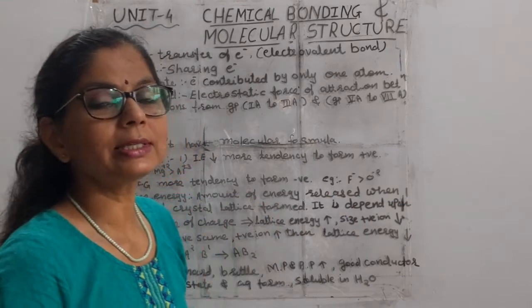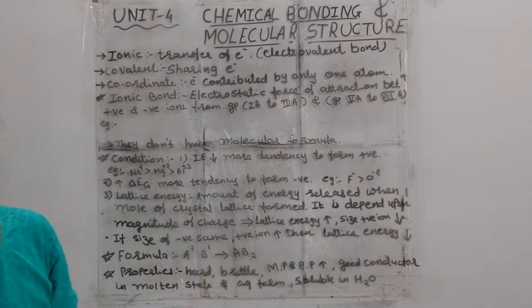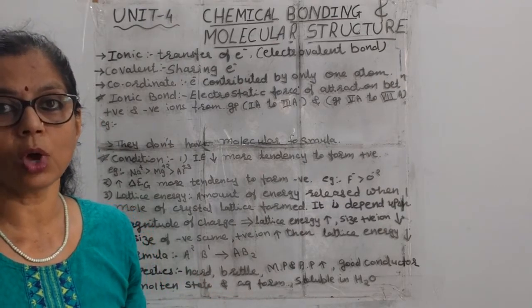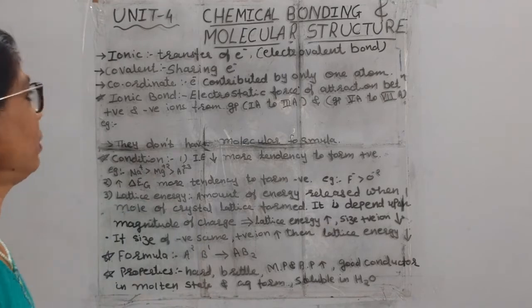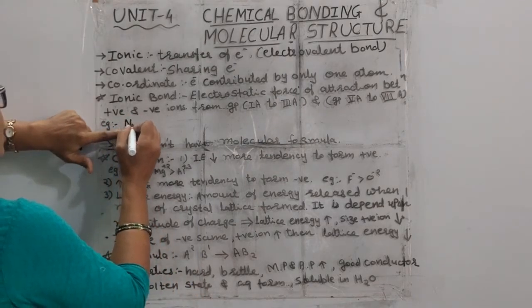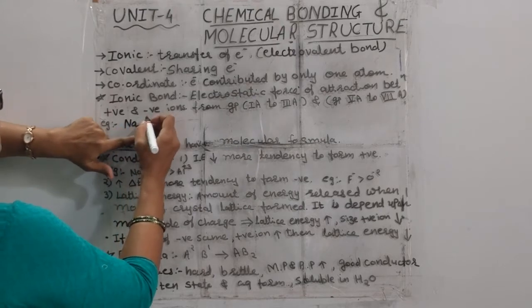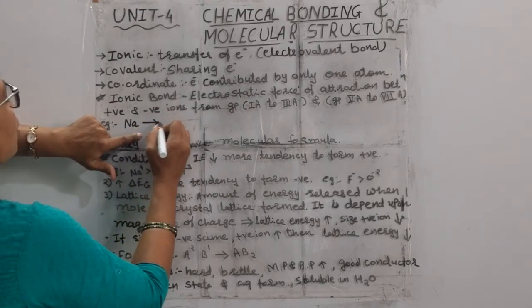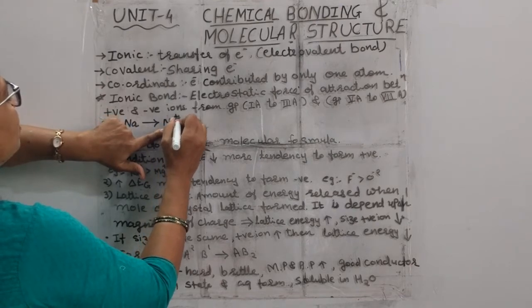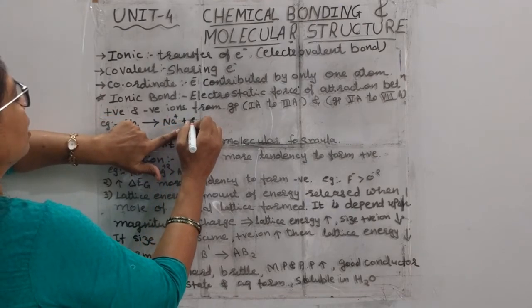So here we are taking a very well known example, which you have studied in standard 10 also, and you have studied its crystal structure too. We'll take the example of Na. So sodium is donating the electron which is in its valence shell, and sodium becomes Na plus.